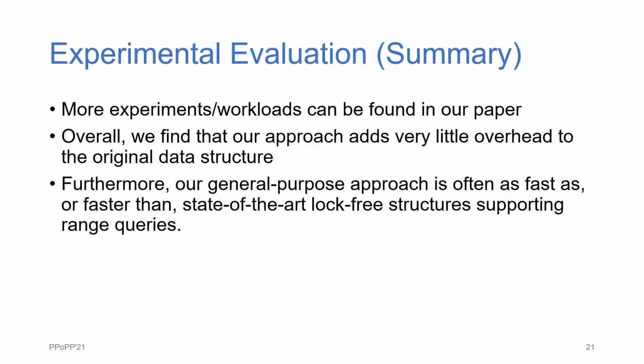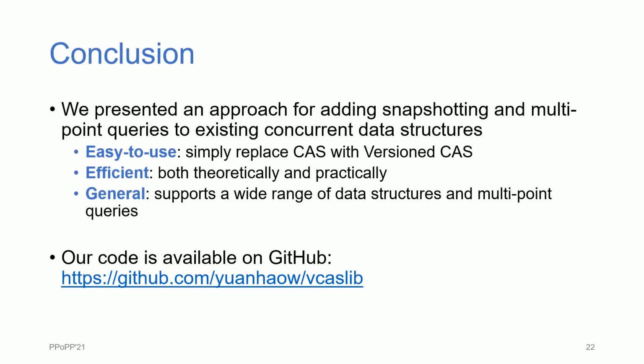Overall, we found that our approach adds very little overhead to the original data structure, less than 9% on most workloads. Furthermore, our general purpose approach is often as fast as or faster than state-of-the-art lock-free data structures that were specifically designed to support range queries.